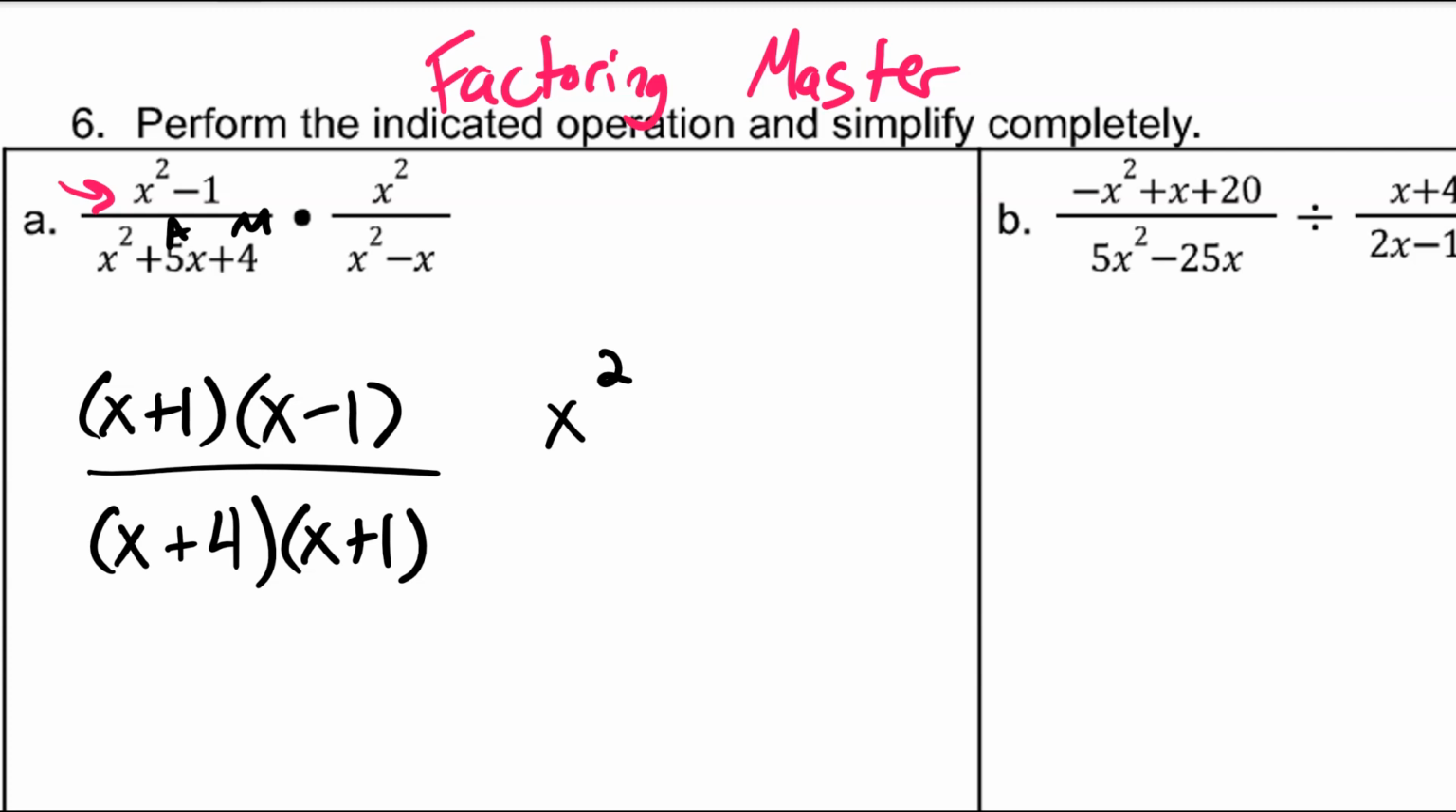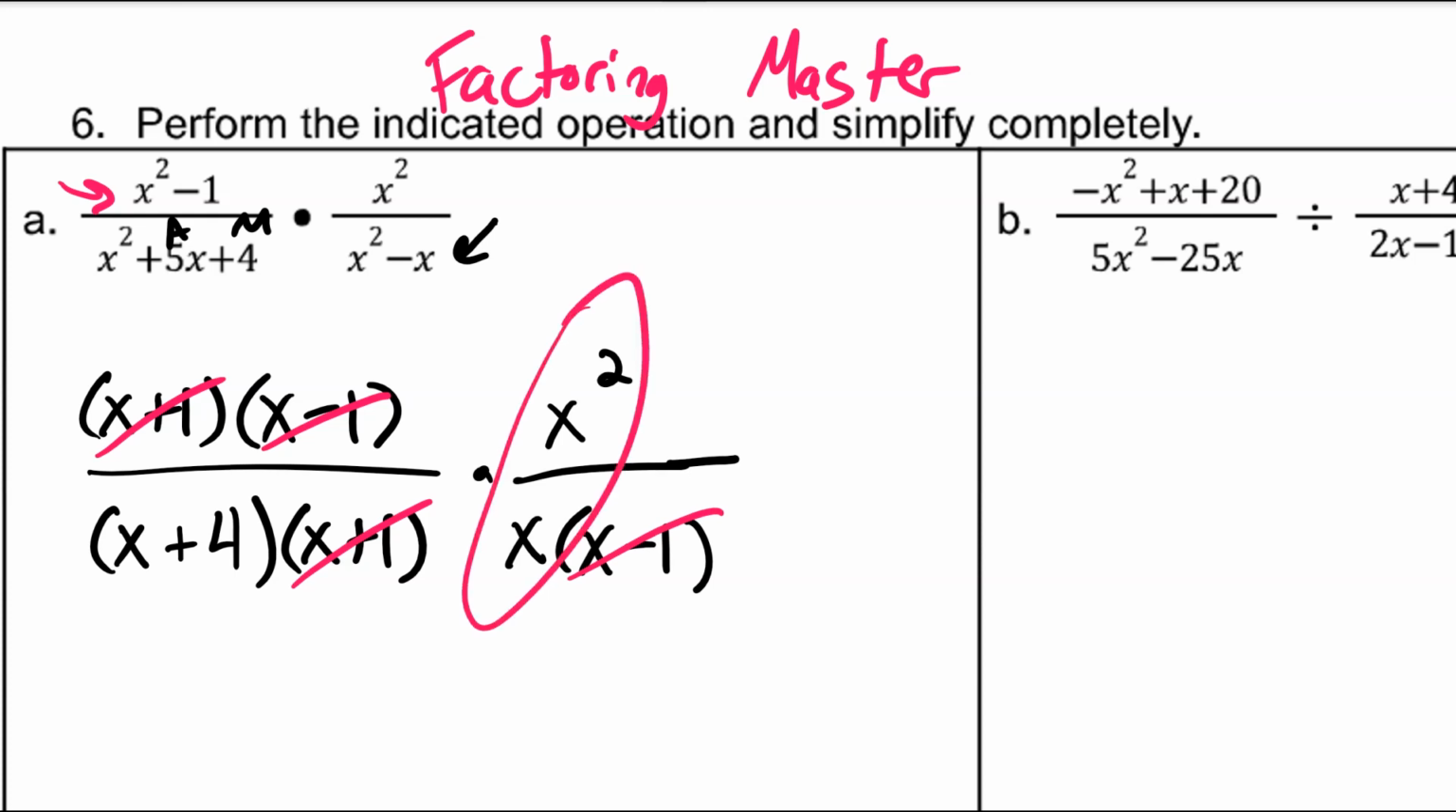X squared in that second numerator, nothing I can do with, but in that denominator, looks like there's a GCF of x that I can divide out. And now I'm looking at my numerators and denominators, and I want to see what I can reduce. X plus 1 divided by x plus 1 is just 1. x minus 1 divided by x minus 1 is just 1 as well.